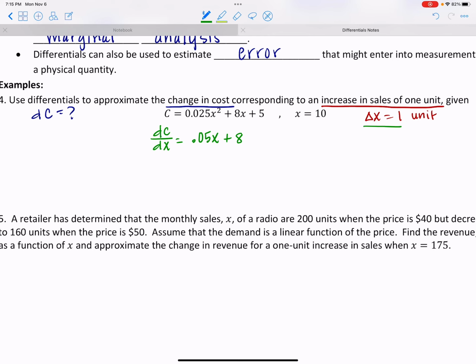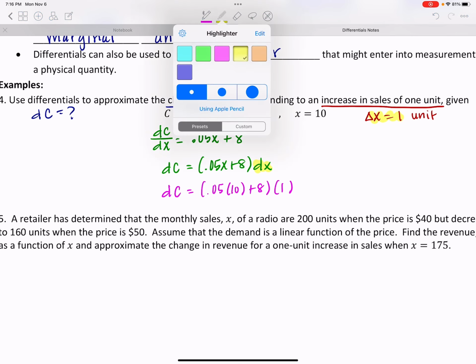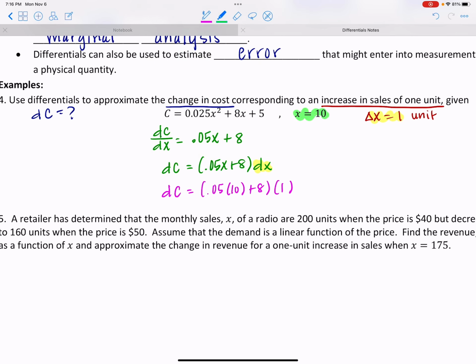I know the change in x, I know the x value, I want to find just the differential of c, the cost. So again, I want to solve this by multiplying dx over. So I'll say dc is the quantity 0.05x plus 8 multiplied by dx. And now we have values we can plug in. So I can say dc is going to equal 0.05 times our x value, 10, plus 8, times our differential change in x, which is going to be 1. So remember this dx, change in x, same concept. And here our x equals 10, getting plugged in there.